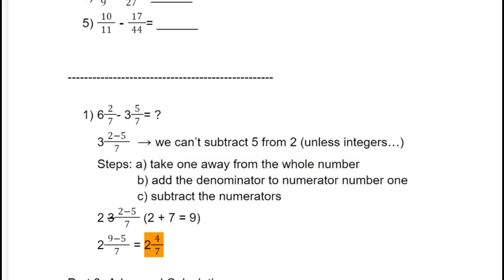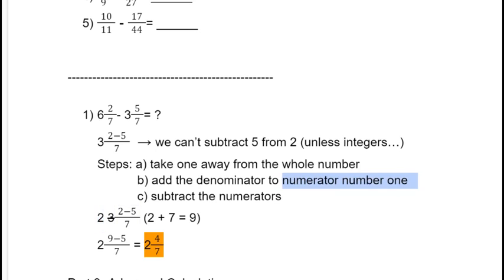So again, it's a little wordy here, but I'm going to show you what I mean. So the first one was to take 1 away from the whole number, so that means subtract 1. So 3 minus 1 is 2. So here I have 2. And now the next thing is to add the denominator to the numerator number 1. So that means we have to take 7 and add it to 2.